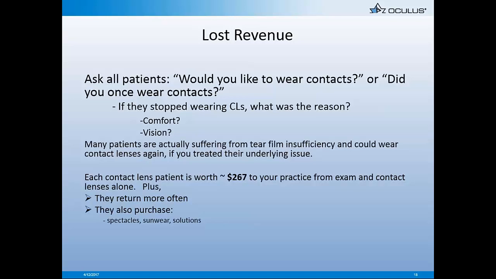So you can see here, and this was pulled from another location, but $267 is what each contact lens patient is worth to you. They do return more often. They also purchase glasses and sunglasses and solution if you sell that in your office. So that's a point of lost revenue that I want everybody to start thinking about, because there's an awful lot of our patients that have dropped out of contacts, and it is a dry eye issue. So by connecting that and taking care of that, you'll get the revenue back from some of these contact lenses as well.